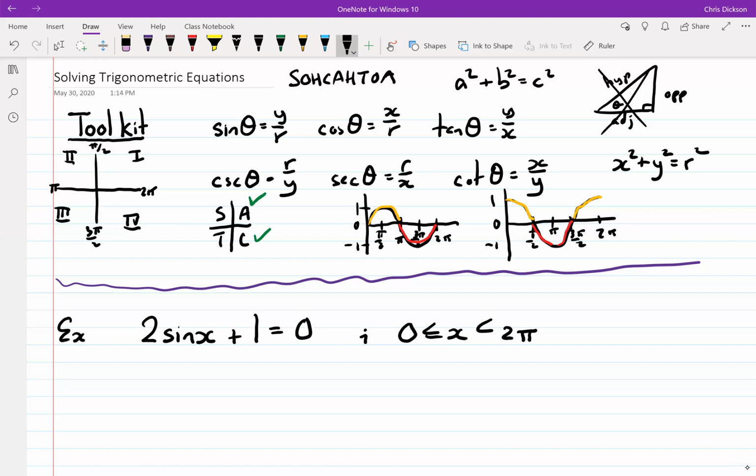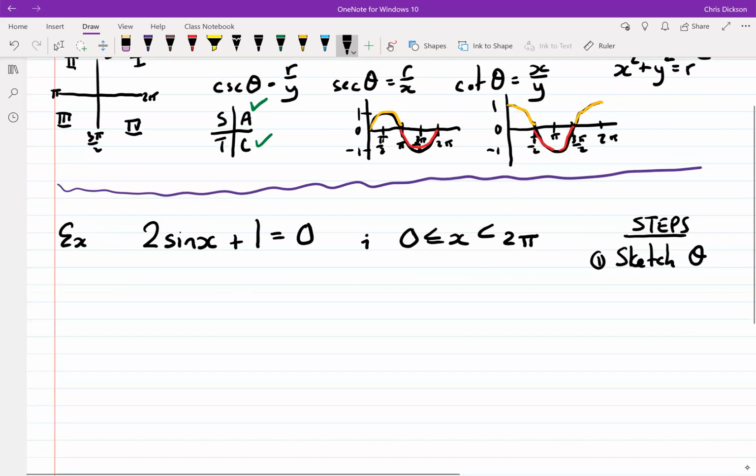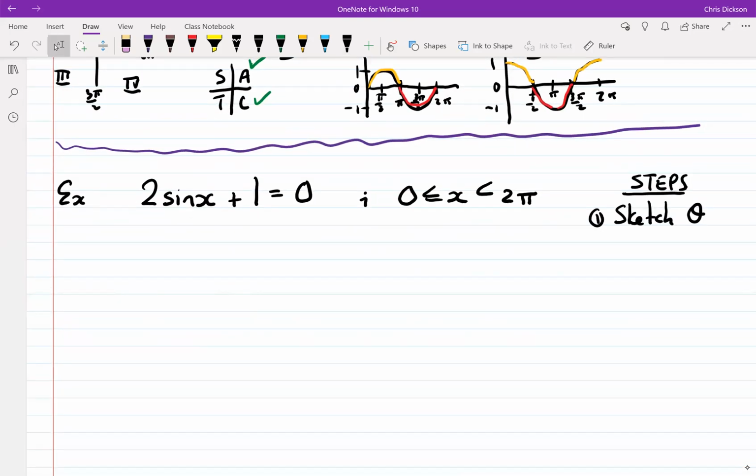So I'm just going to give you some steps here to solving these questions, and I would really encourage you to follow these steps. They're actually very similar to what we went over in the chapter before this. So the first thing I would do is I would sketch theta, or the angle. In this case, it would be x, I guess, but theta, the unknown angle. So right now I've got 2 sine x plus 1 equals 0, and just looking at that, it might be unclear as to where theta would be, using your ASTC rule here.